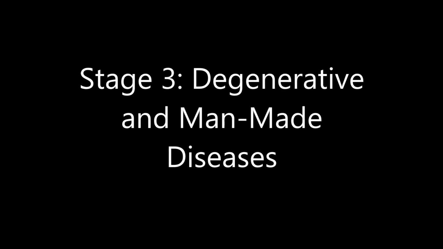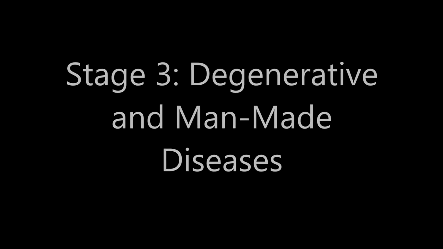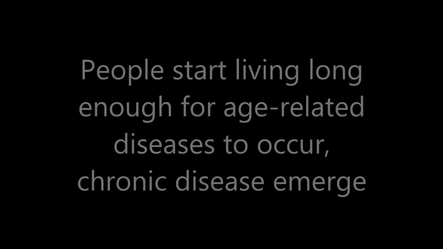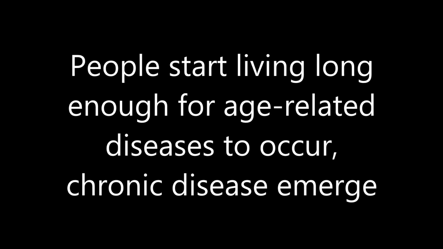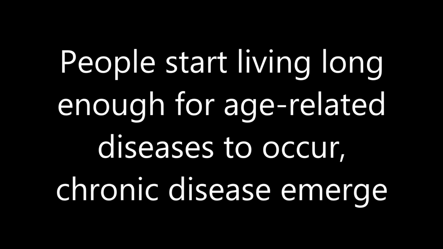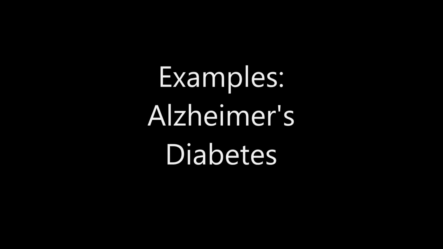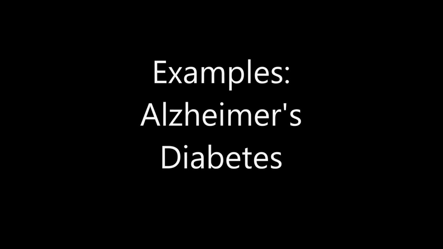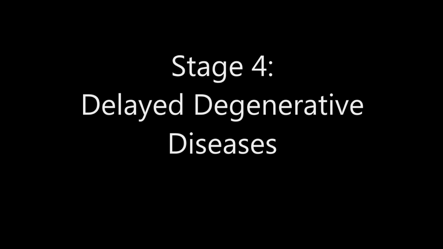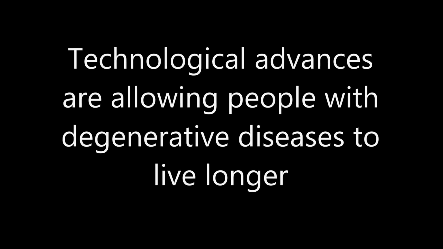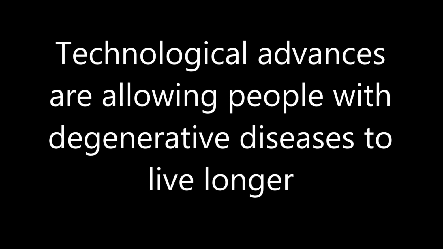Stage 3 is the age of degenerative and man-made diseases. People started living long enough for age-related diseases to occur and chronic diseases to emerge. There is a rising cost of health care. Examples include Alzheimer's disease and diabetes. Stage 4 is delayed degenerative diseases. Technological advances are allowing people with degenerative diseases to live longer. Examples include cancer and heart disease.